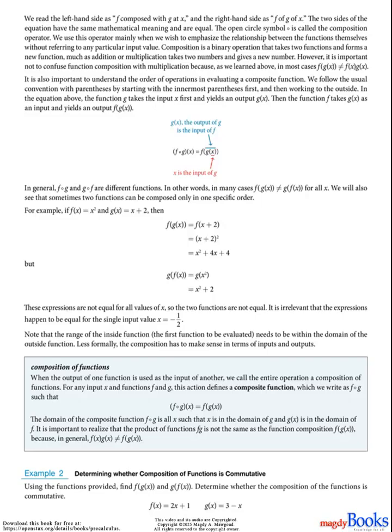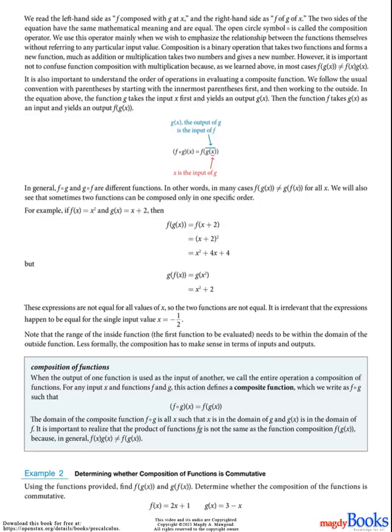We use this operator mainly when we wish to emphasize the relationship between the functions themselves without referring to any particular input value. Composition is a binary operation that takes two functions and forms a new function, much as addition or multiplication takes two numbers and gives a new number. However, it is important not to confuse function composition with multiplication because, as we learned above, in most cases, f(g(x)) is not equal to f(x) multiplied by g(x).